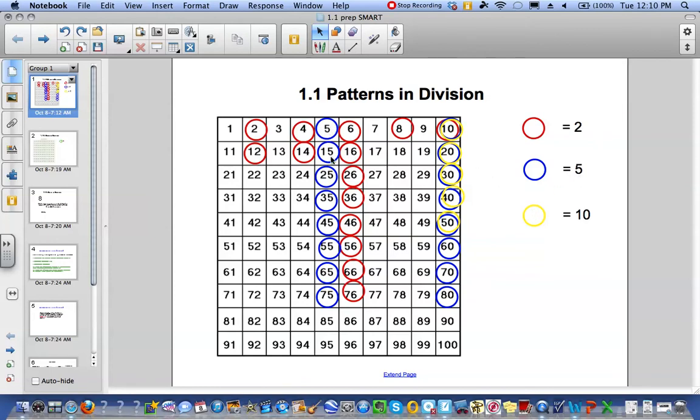Any number that ends in a 5 or a 0 is divisible by 5. So 5, 15, 25, 35 all end in 5. They're divisible by 5. 30, 40, 50 all end in a 0, so they're divisible by 5. And the divisibility rule for 10 is any number that ends in a 0 is divisible by 10.